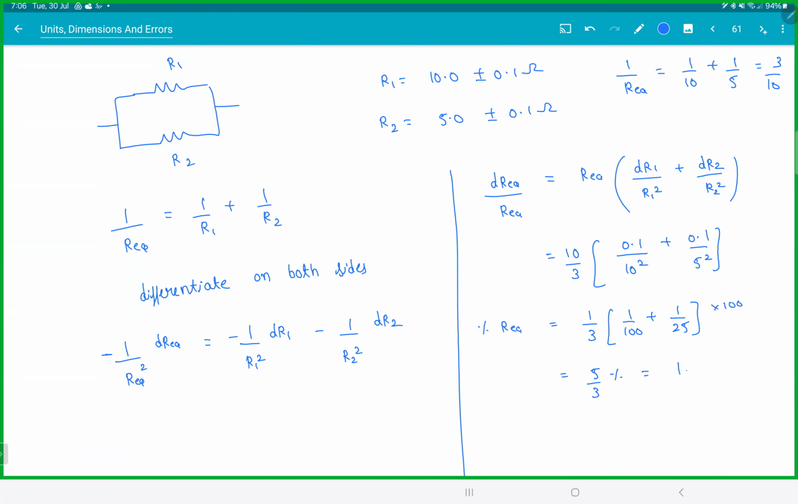This is 1.66 percent, but we have only one decimal there. We have to round it off to 1.7%. Check. This is how you do it.